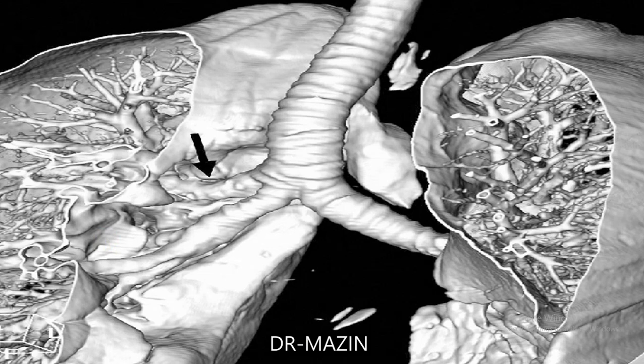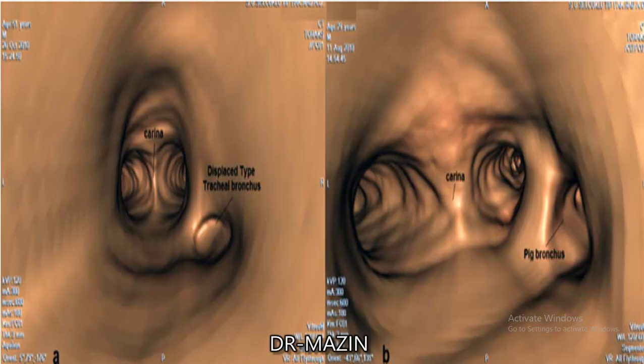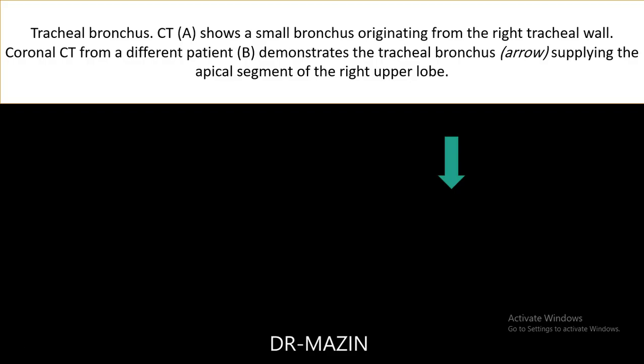Also, this is a reconstructed image on the CT, and this is a virtual bronchoscopy. Also, this can be done by CT. You see, this is the carina, and this is the right, and this is the left main bronchus, and this is a displaced type of tracheal bronchus. Also, if you see here, this is the carina, and above this is a pig bronchus. If you enter here, you find the 3 segments of the right upper lobe.